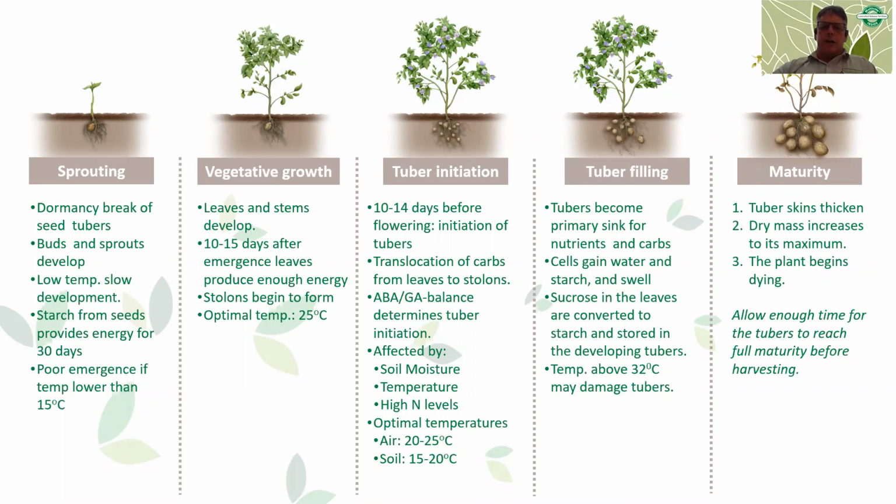And then your final stage is the maturity, where your skin starts thickening, your dry mass increases to its maximum, and the plant begins dying above ground. It's critical at this stage not to let the plant die too early, because then your skins don't ripen and your maturity, your keeping quality of your tubers, is very poor. So the longer the plant stays alive and does the final push into the tubers, the better. It is important.